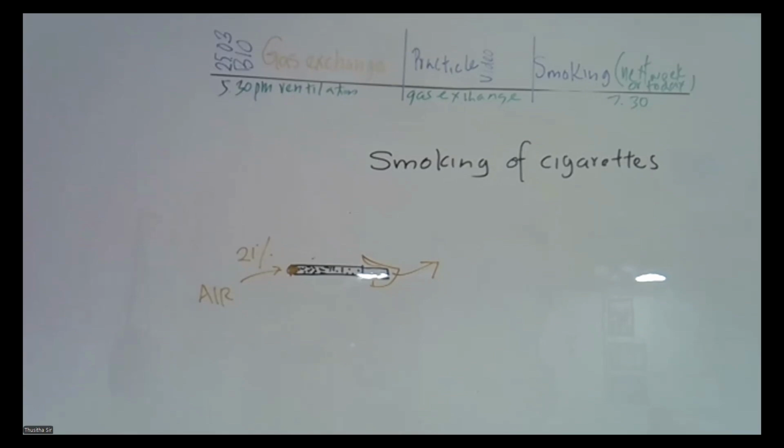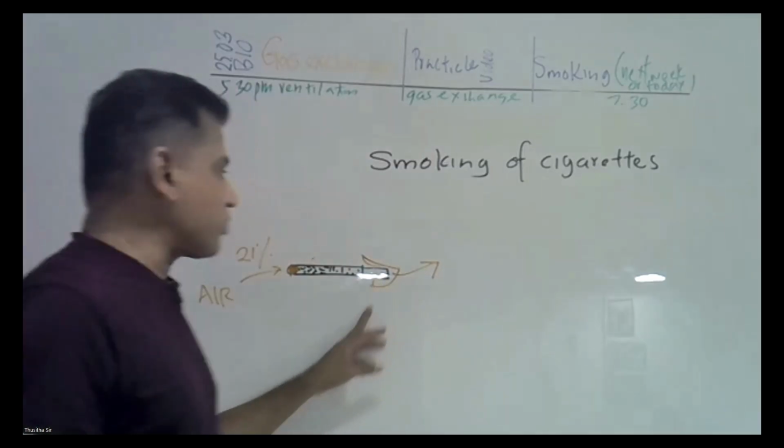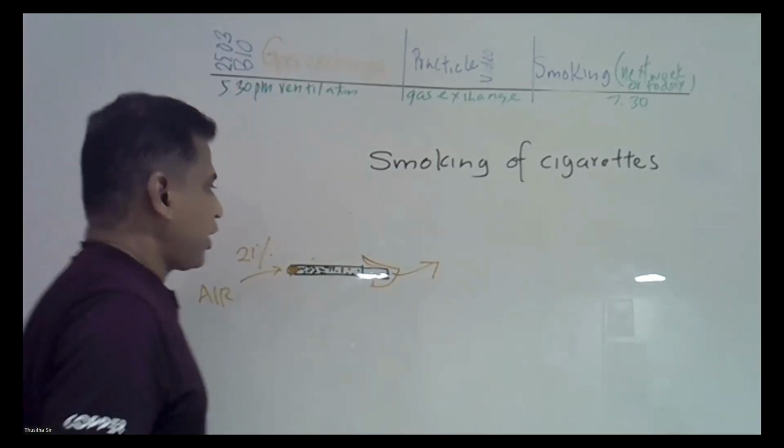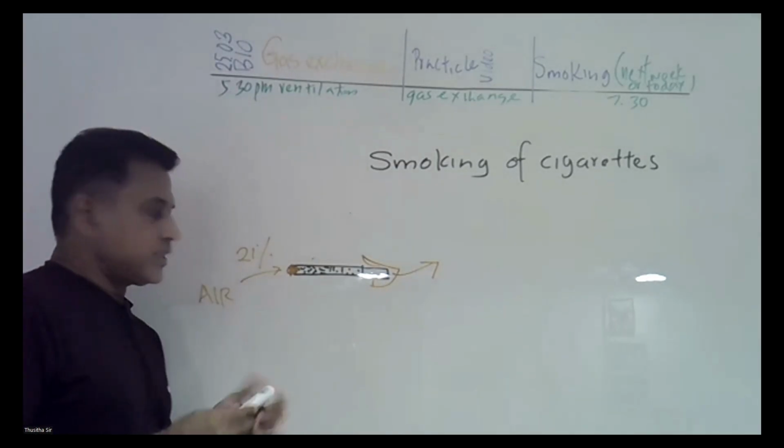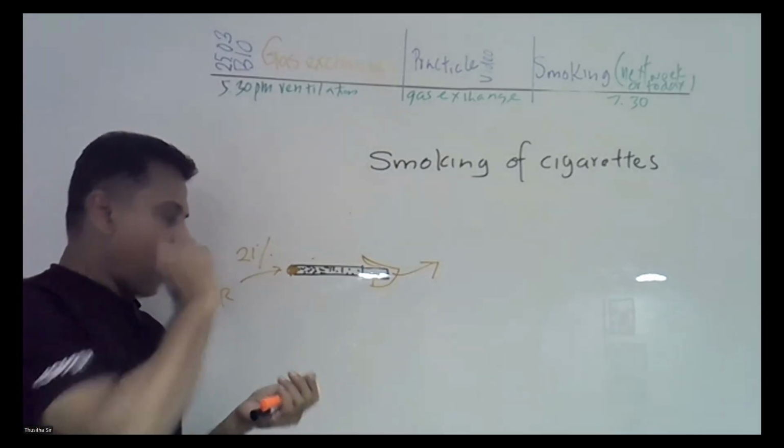Someone asked, what is the cause of scurvy? Scurvy is caused by a vitamin C deficiency, yes. That's the bleeding of the mouth and gums. Now, how does smoking actually harm the body?